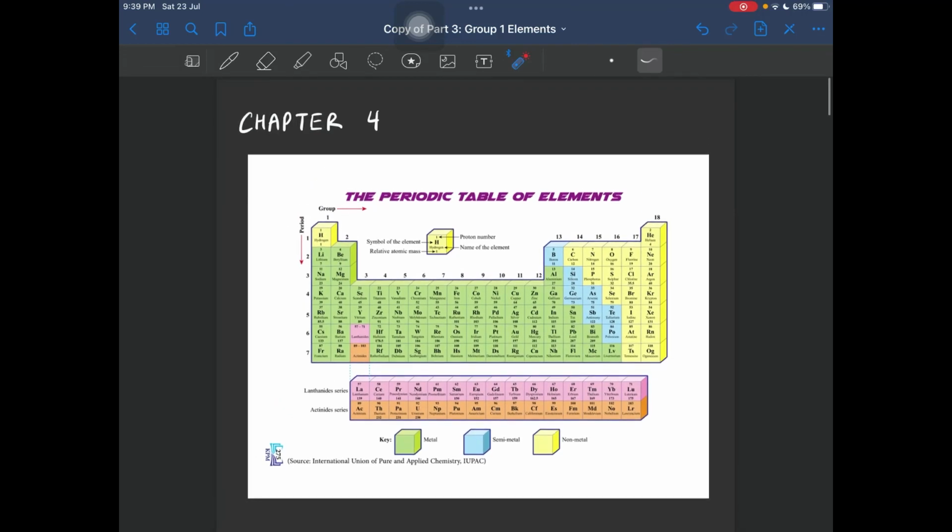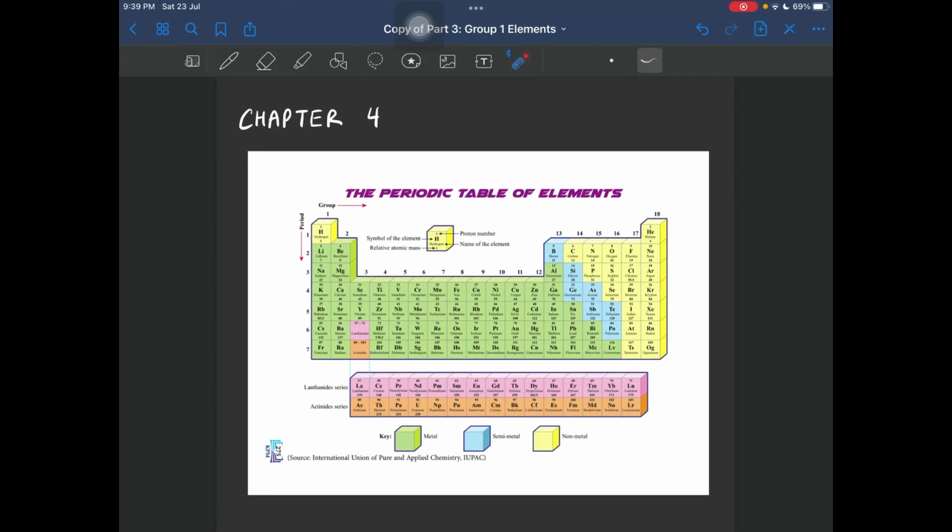Right, so that is all for today's video, which is Form 4 Chapter 4, the periodic table of elements, Part 3, Group 1 elements. I hope that all of you were able to understand everything that was taught in this video.